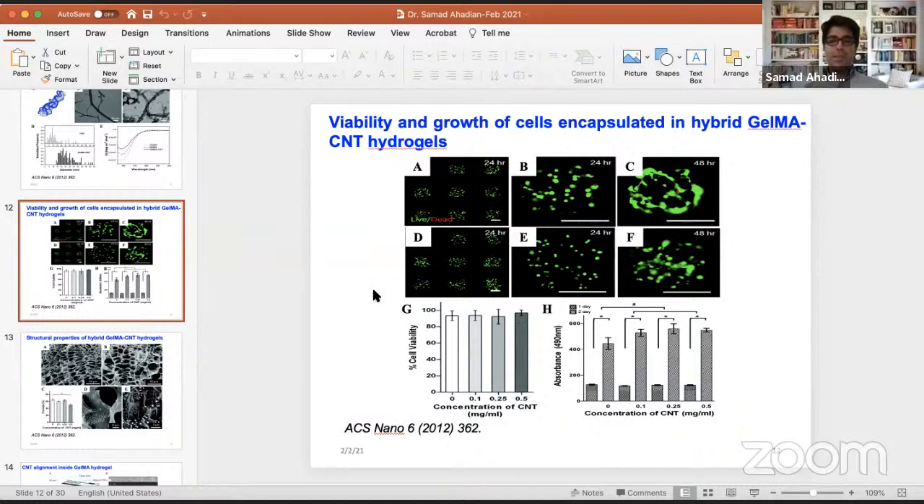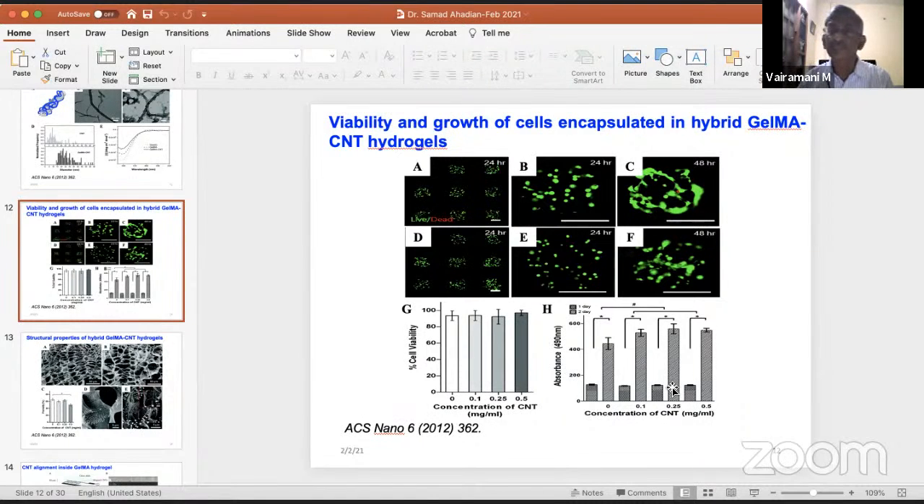And another assay we used to check the proliferation of the cells was the MTS assay. When we checked the absorbance of the different cell-laden hydrogel systems, we noticed we get a higher proliferation of the cells in the GelMA hybrid hydrogels compared to the pristine GelMA hydrogel. Okay, thank you.